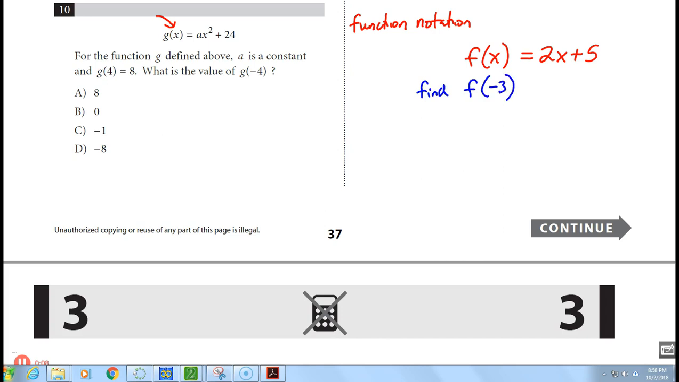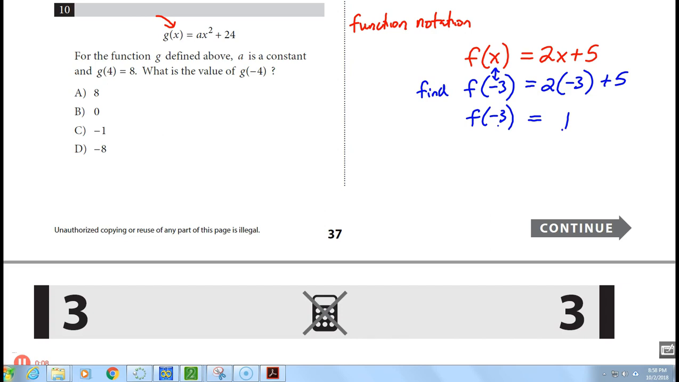All that means is wherever you see an x, you're going to replace it with negative 3. So 2 times negative 3 plus 5 is negative 6 plus 5, which is 1. So f of negative 3 is 1. You can interpret it as, when x is negative 3, what's the answer? That's another way of asking this.